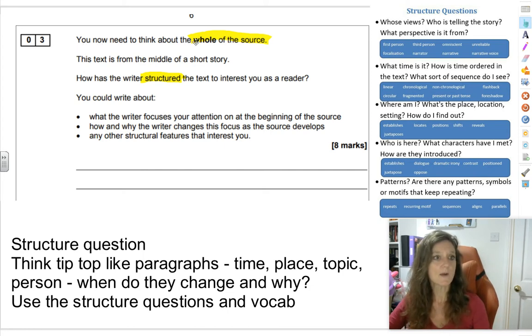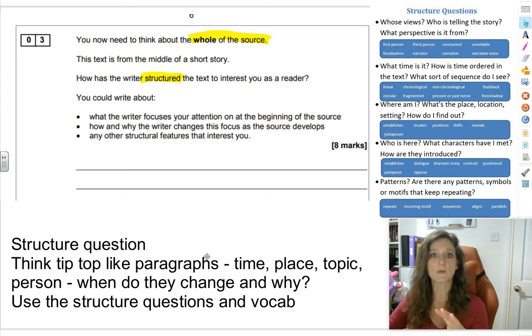You now need to think about the whole of the source. This text is from the middle of a short story, like it said on the front page. How has the writer structured the text to interest you as a reader? And underneath I've just written, okay, it's a structured question. This is a little bit different from what we normally do, like picking out quotations and analysing them. We're going to be doing something a bit different in this question. We're going to be looking at the structure. So there's a couple of ways that you can think about structure.